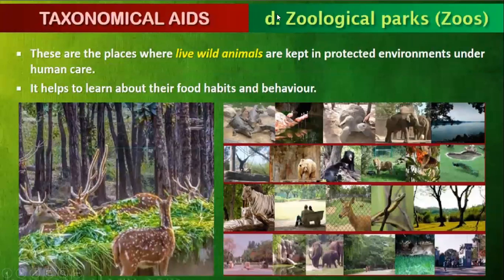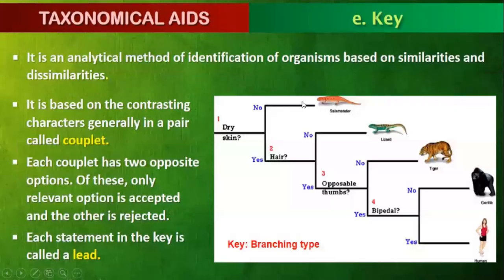Next are the zoological parks, where live wild animals are kept in a protected environment under human care. It helps to learn about their food habits and behavior. Zoological parks are simply said to be the zoos.